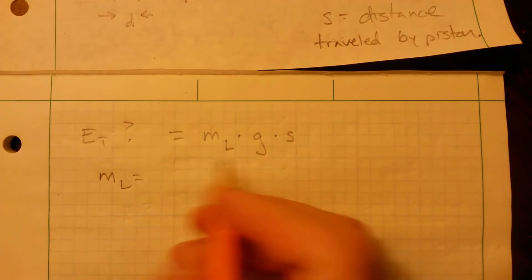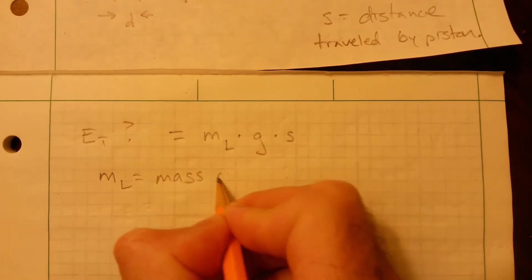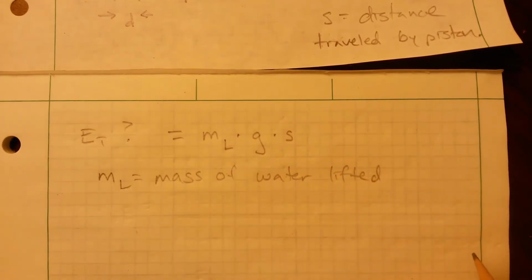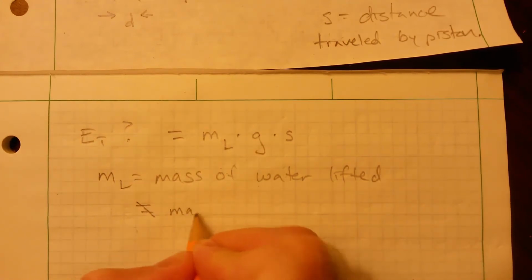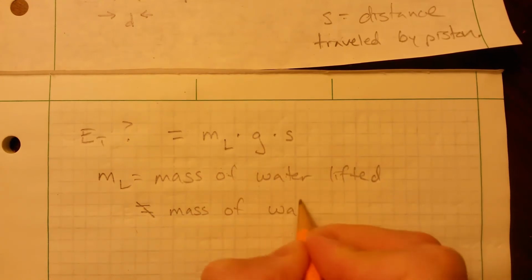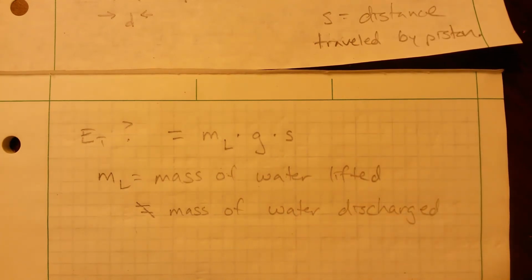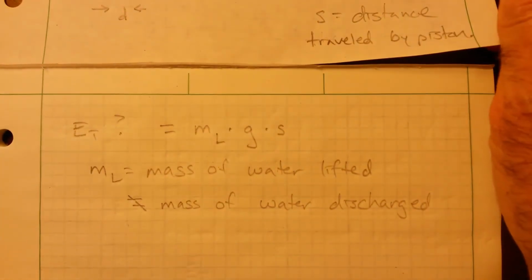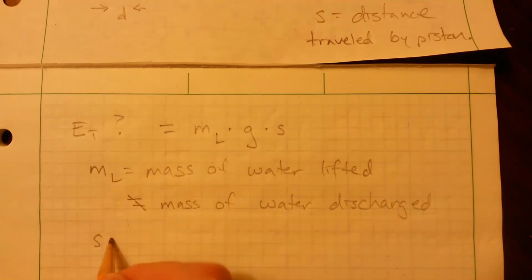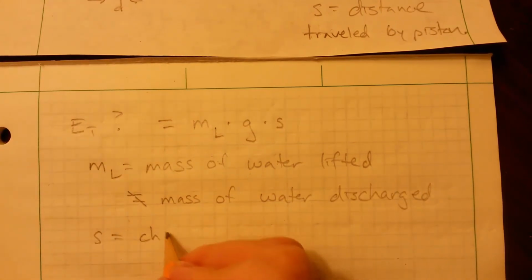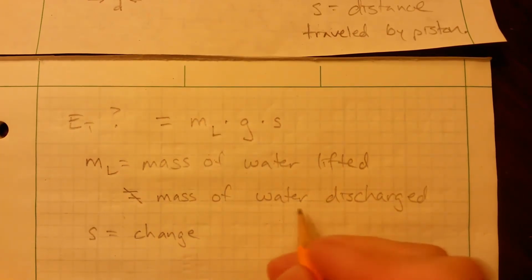So m_L is the mass of water lifted. Now, please note that that is not necessarily the mass of the water discharged with every pump. It's not the same. The mass of the water that's lifted and the mass of the water that comes out are not exactly the same. The S is the distance that the piston moved, or the other way of interpreting that is the change in height of the lifted water.